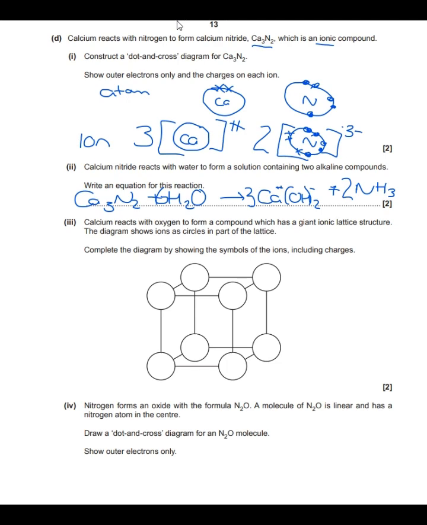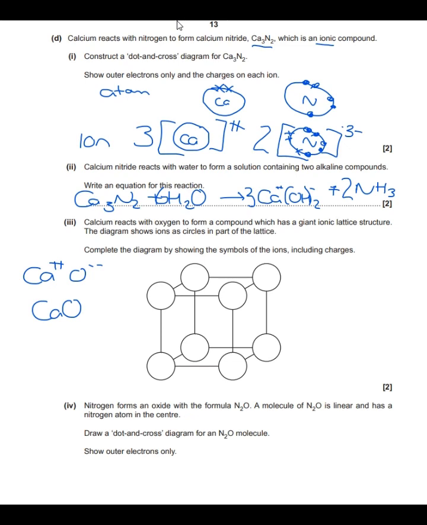Now, calcium reacts with oxygen to form a compound which has a giant ionic lattice structure. The diagram shows ions as circles in part of the lattice. We've got to complete the diagram by showing the symbols of the ions. So first of all, we need to check what the formula of calcium oxide is. So calcium, as we did in the last question, has a +2 charge. Oxygen has a -2 charge. So therefore, the formula of calcium oxide, the ratio of the ions is going to be 1 to 1.